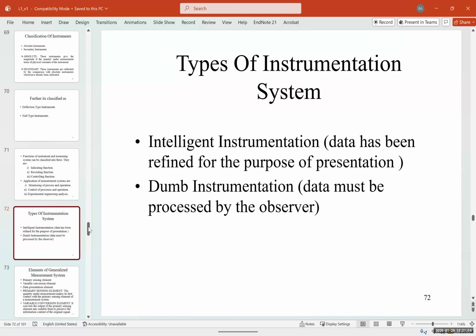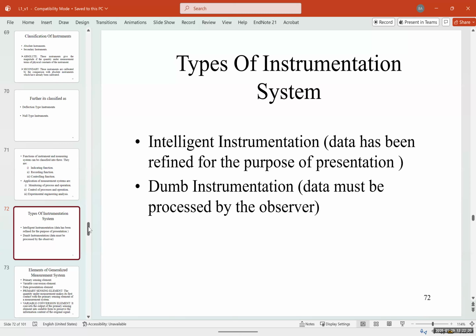Now, in terms of intelligence, we have two types of instrumentation system. We have intelligent instrumentation, where the data has been refined, and sometimes we can pre-process or process the signal, get rid of noise, and make some decisions on that. And then we have dumb instrumentation, where the data must be processed by the observer.